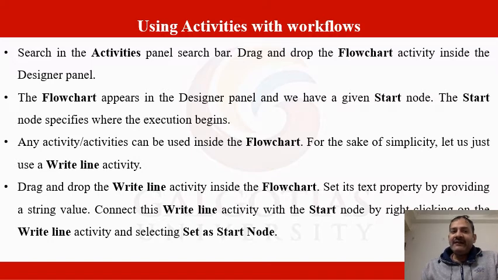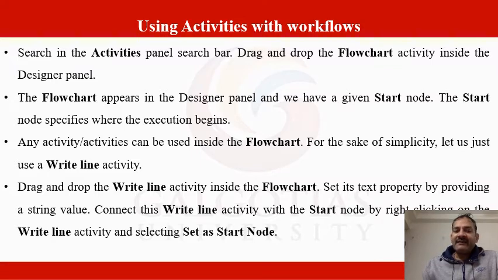Any activities can be inside the flowchart. For the sake of simplicity, let us just use a write line activity, which we have already discussed in previous slides. First of all, find the write line activity in the activity panel. How can you find that activity? You simply write the name of the activity in the search bar and then press enter. Whatever the activity is, each and every activity related to it is shown in the activity panel.